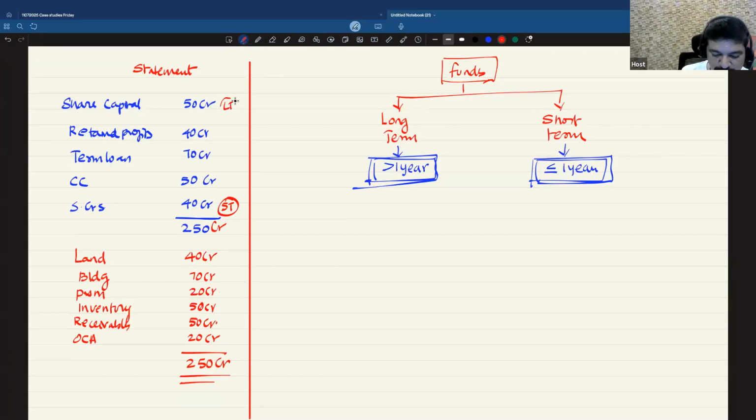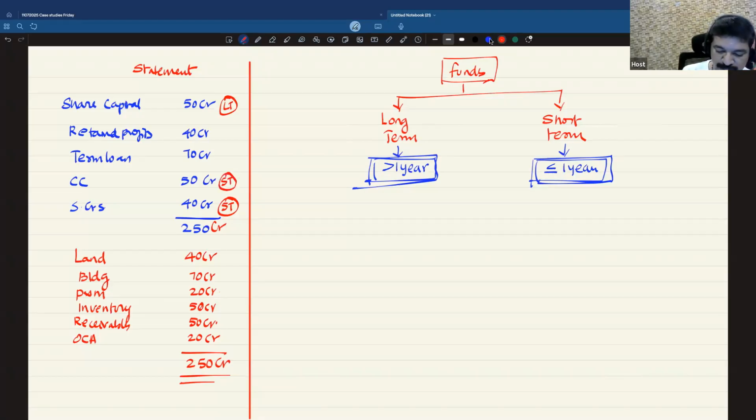It is a long-term source of money. Okay. Now tell me, the cash credit given by the bank, which is repayable on demand or annually renewable, is it short term or long term? This is short term in nature.